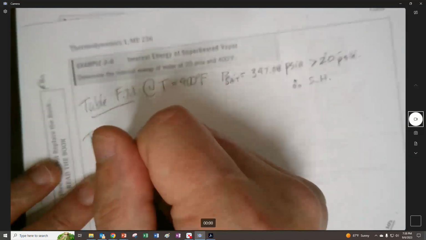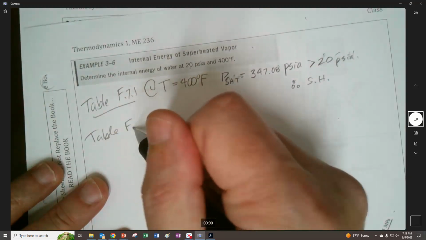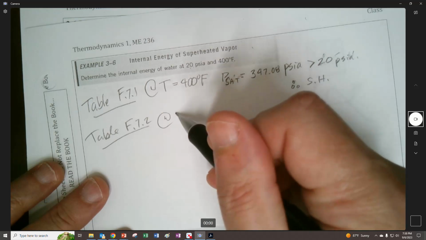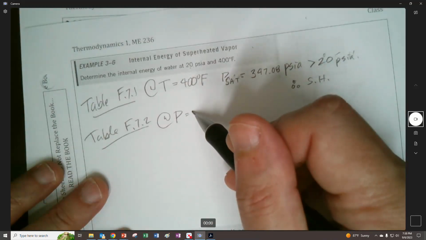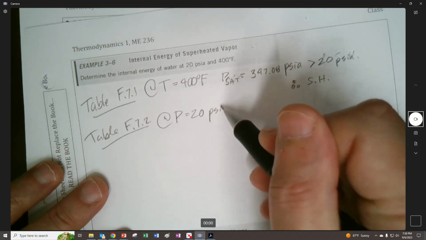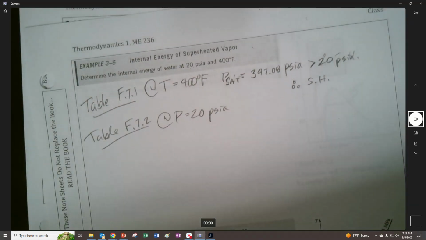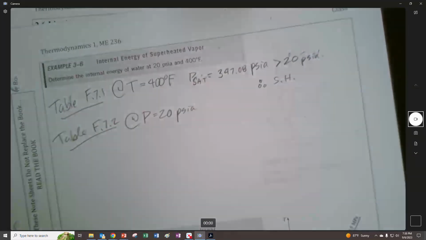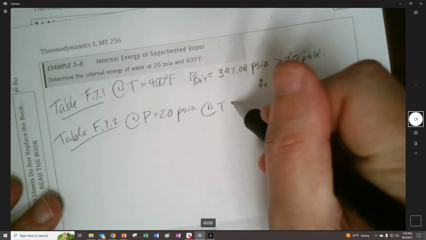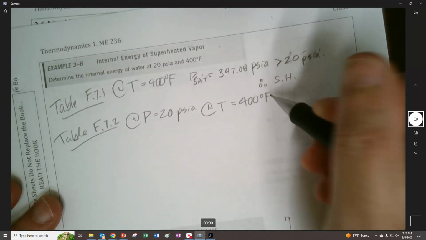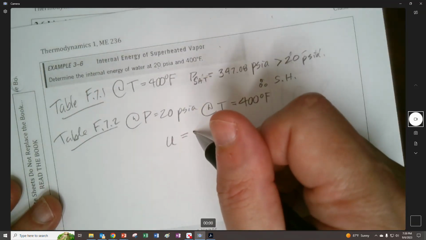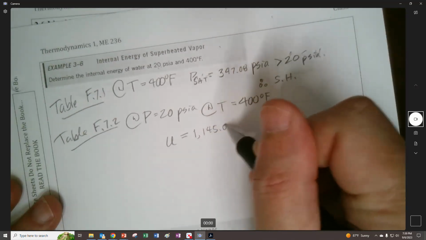So we're going to go to table F.7.2 and find, actually we're using the pressure first, right? Because it is kind of indexed first by pressure, in the little things in the top right here. Each one of these tables is by 20, and then it's indexed by temperature. So we will find, at T equal to 400 degrees Fahrenheit, little u for that is going to be 1,145.06. That's a lot of sig figs.